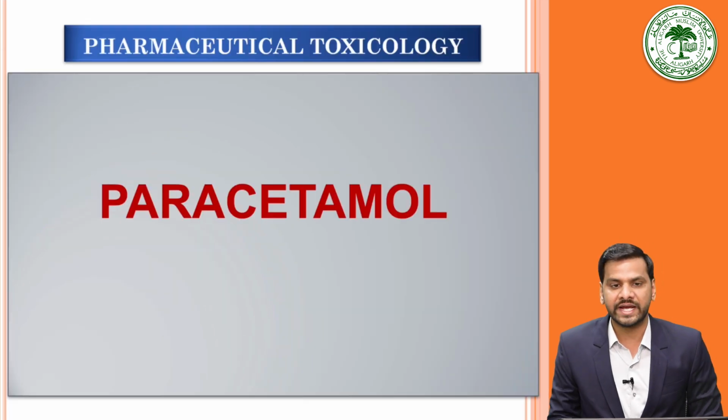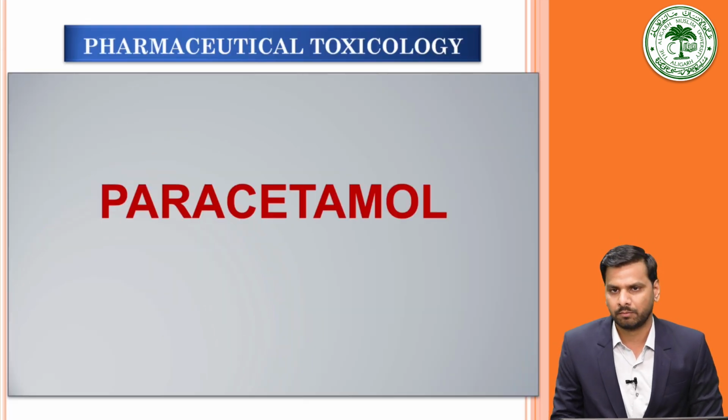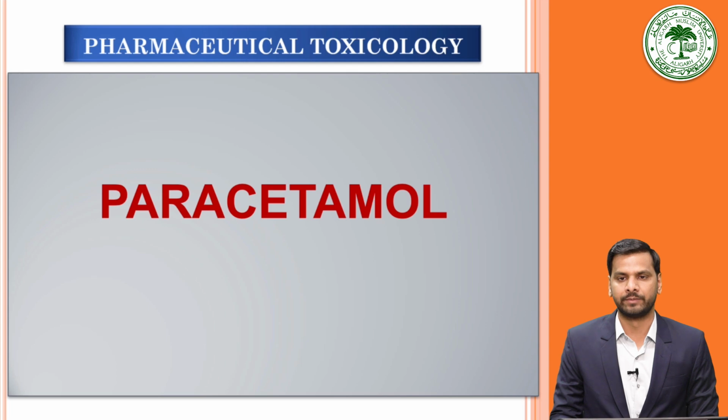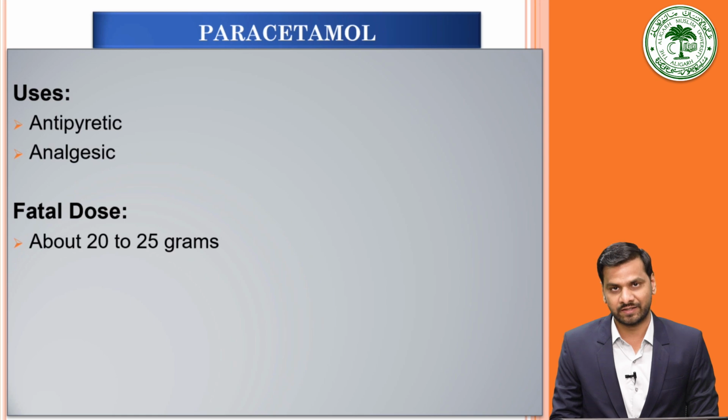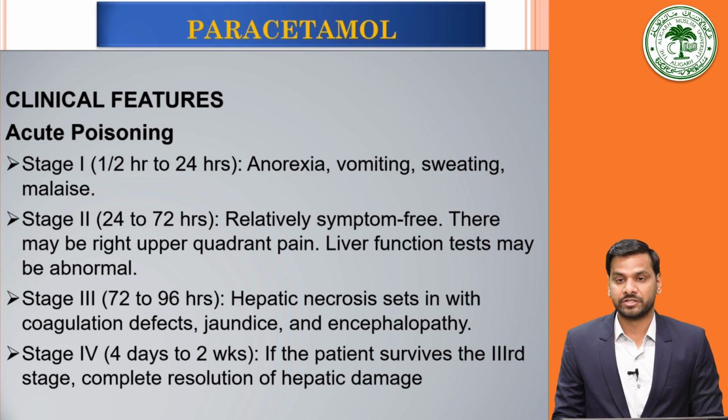Now, moving on to the next drug, that is paracetamol. Paracetamol, also known as acetaminophen, exists as white, odorless, bitter tasting crystals or crystalline powder. Coming to the uses of paracetamol, it is used as an antipyretic and analgesic, while the fatal dose is approximately 20 to 25 grams. Clinical features. First, acute poisoning.